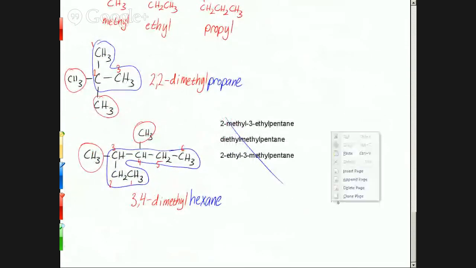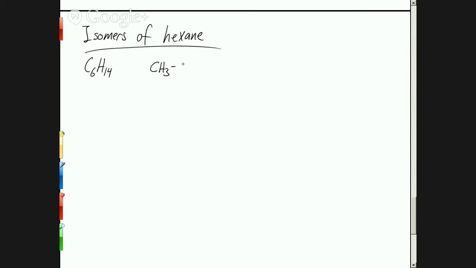So grab some paper, which hopefully you have anyway. And we're going to draw isomers of hexane. So that is structures with formula C6H14. So 6 carbons, 14 hydrogens. One of them is this simple straight chain. Looks like this.